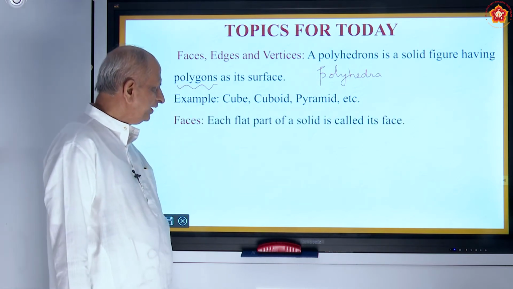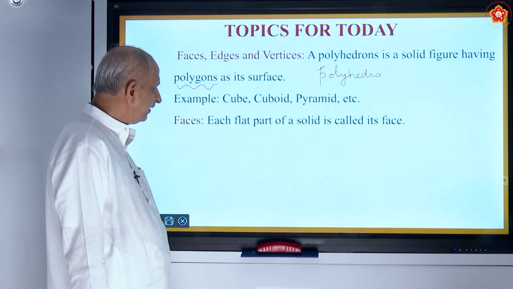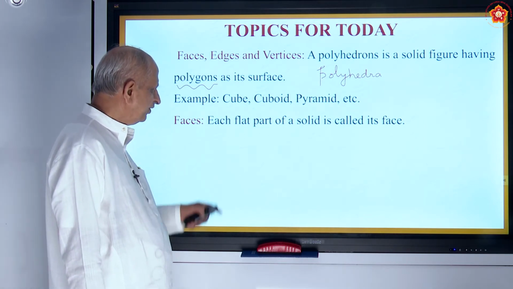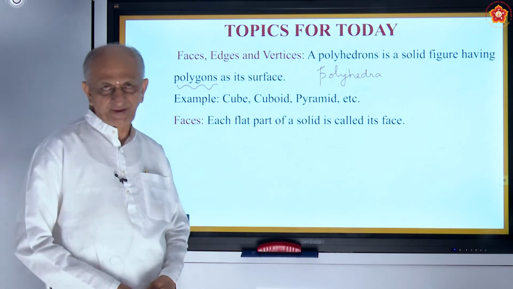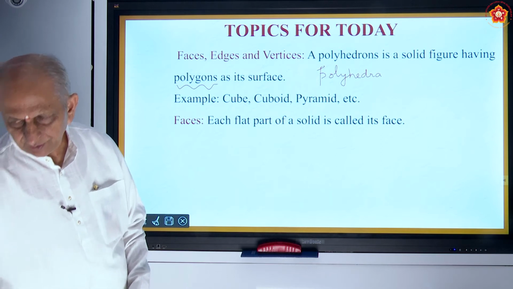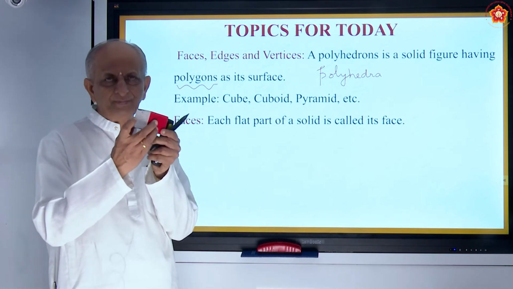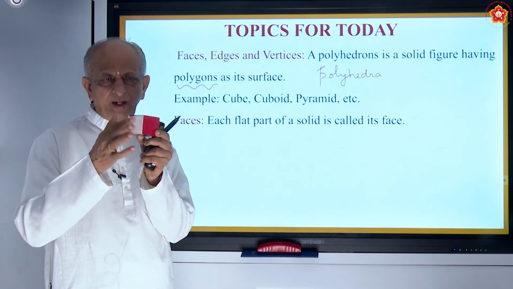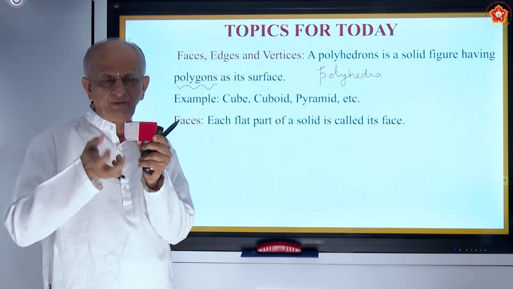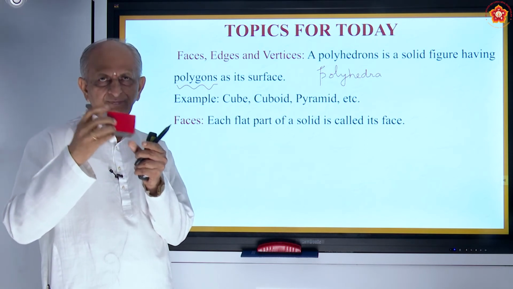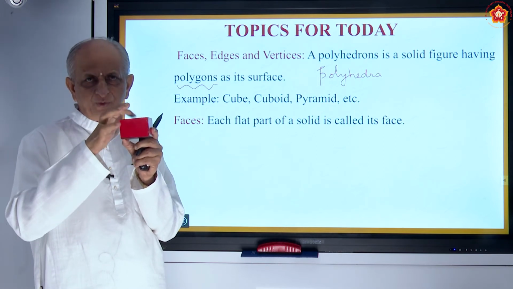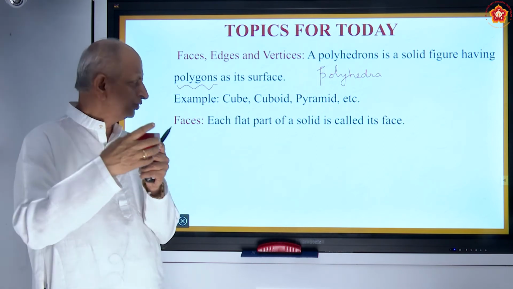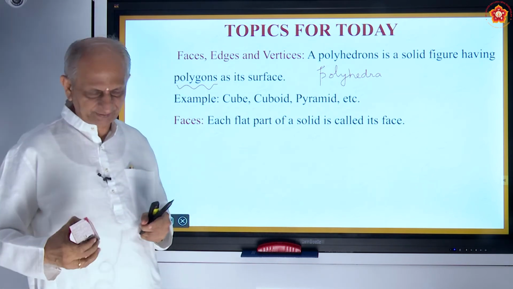So, each polyhedron has flat parts of a solid. It is called a face. So, this is called a face. How many faces does it have? 1, 2, 3, 4, 5, 6. So, each is called a face. Here you see 4 rectangles and 2 squares, that is called a face.